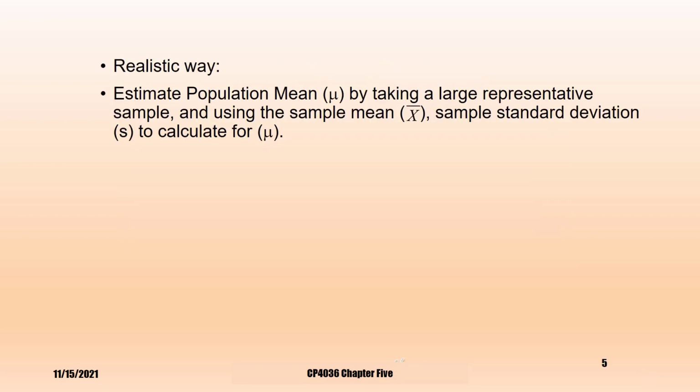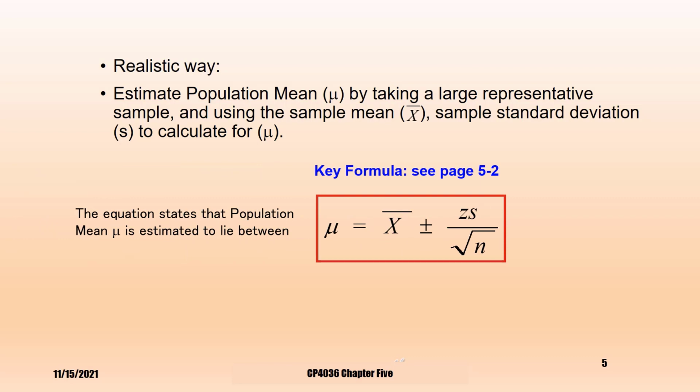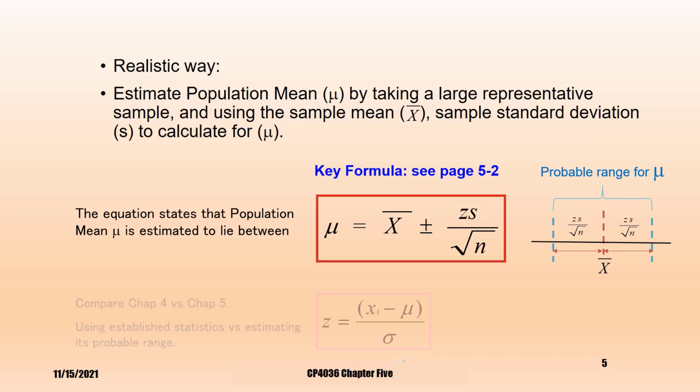A realistic and practical approach to obtaining population mean mu is to estimate it by taking a large representative sample and using the sample mean x bar and sample standard deviation S to calculate for mu. The key equation in chapter 5 part 1 is shown here. The equation states that population mean mu is estimated to be in the range of plus and minus amounts of x bar.